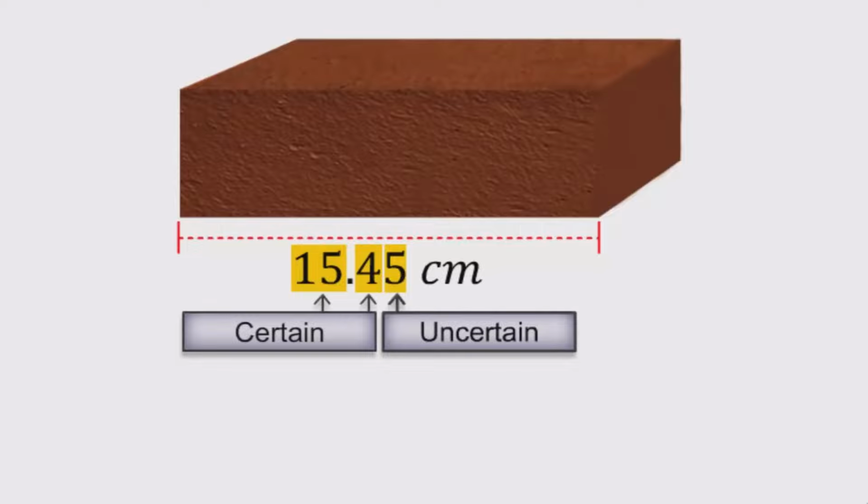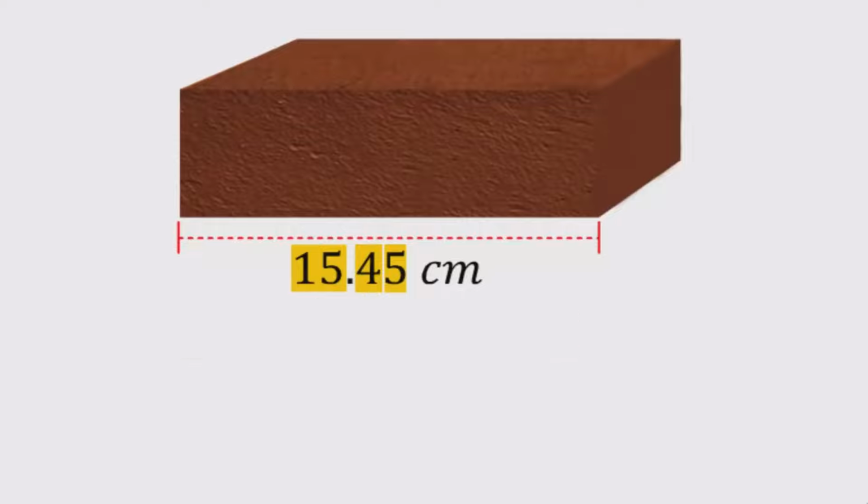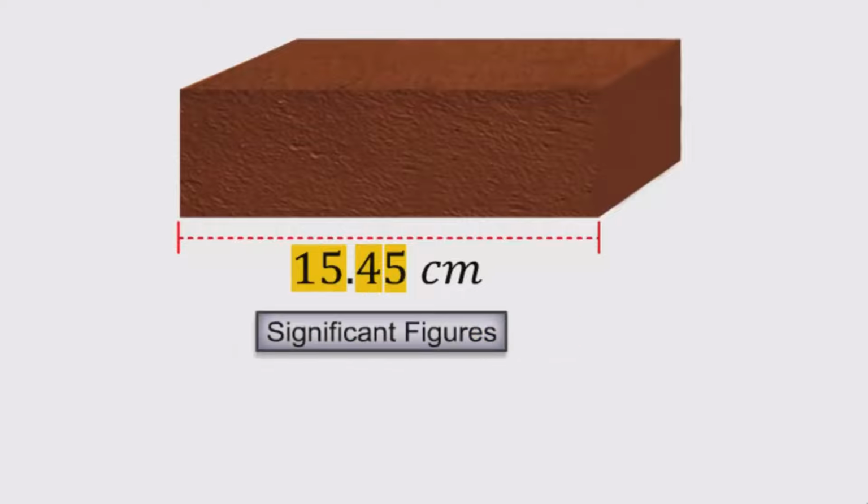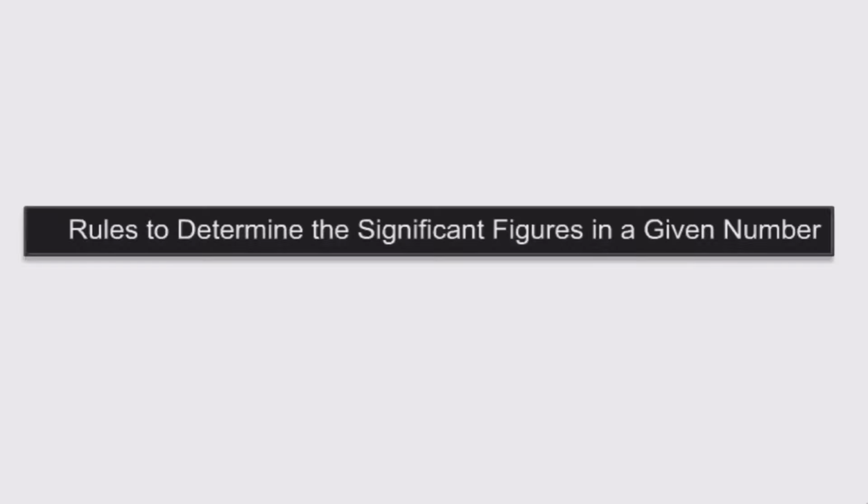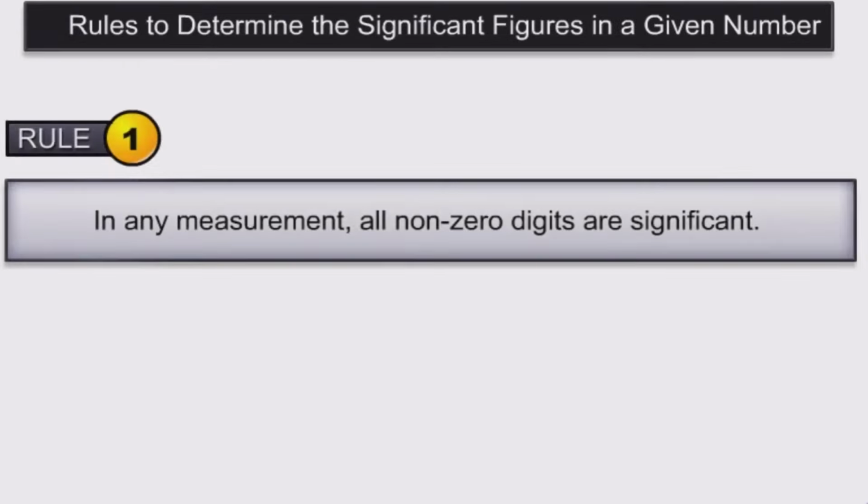The number of digits in a measurement which are certain plus one additional digit which is uncertain are together known as significant figures. There are rules to determine the significant figures in a given number. The first rule says that in any measurement, all non-zero digits are significant.